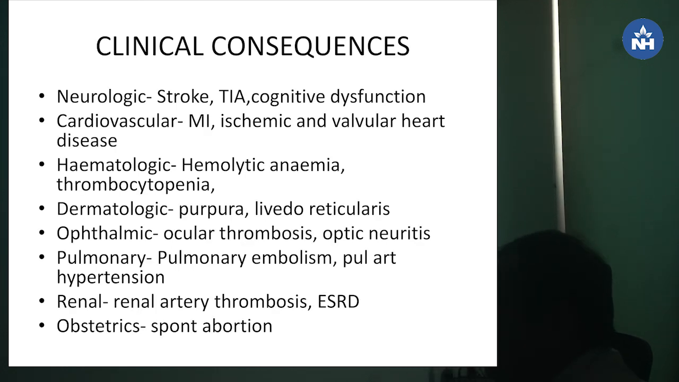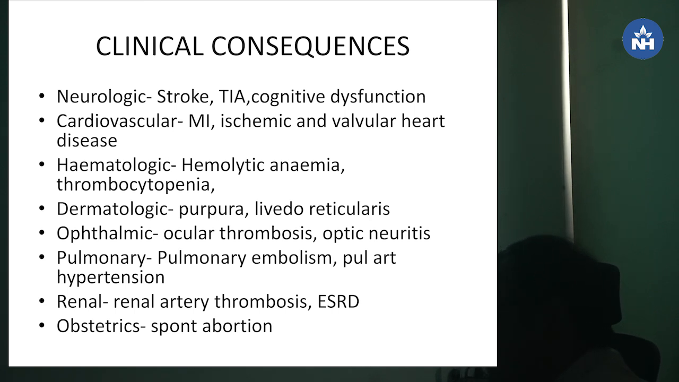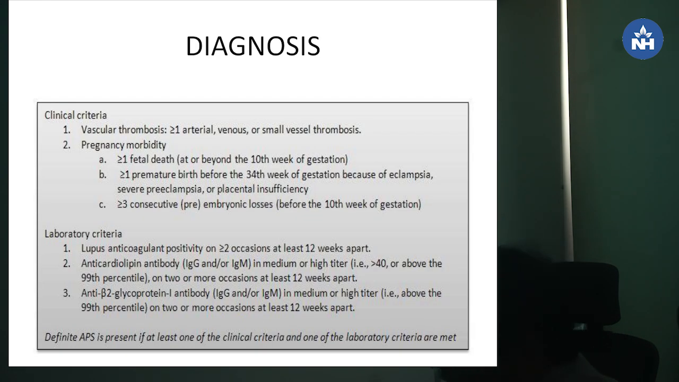Clinical consequences: multiple or every organ can be affected by APLA. Neurologically, stroke, transient ischemic attack, cognitive dysfunction; cardiologically, myocardial infarction, ischemia or valvular heart disease; hemolytic anemia and thrombocytopenia, purpura, livedo reticularis, ocular thrombosis, optic neuritis, pulmonary embolism, pulmonary artery hypertension, renal artery thrombosis, spontaneous abortion, all this can be seen. Mainly APLA is a concern in gynecology because the patient presents with recurrent fetal loss.